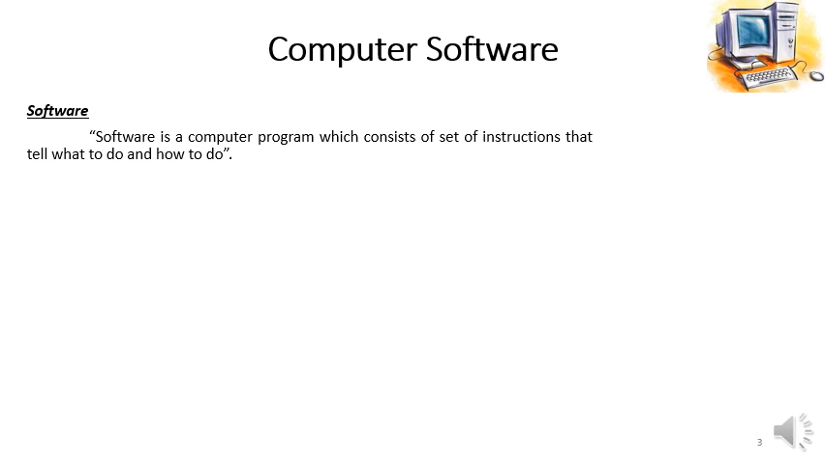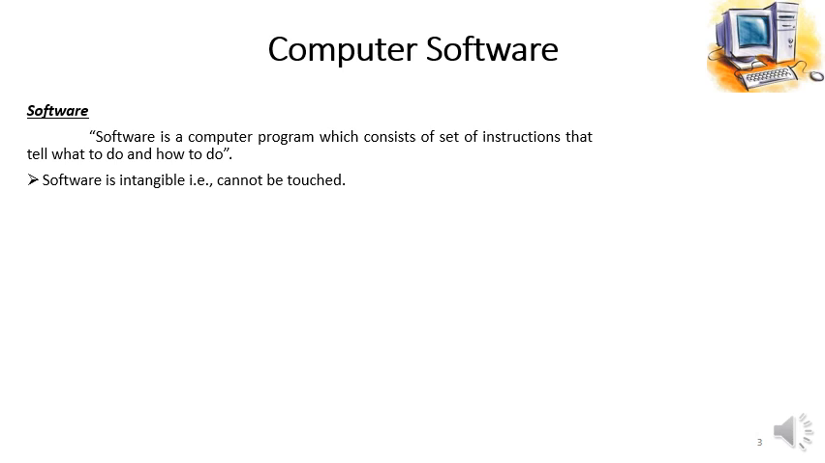Now, computer software. First of all, we will define the term software. Software is a computer program which consists of a set of instructions that tell what to do and how to do. So, software actually tells the computer what to do and how to do, and it's a set of instructions.